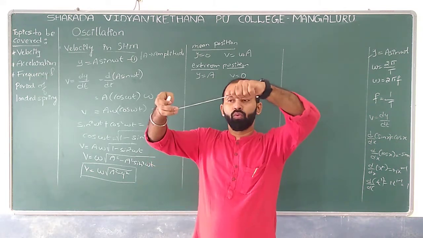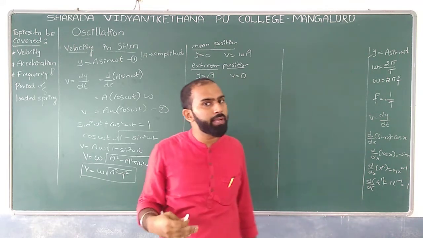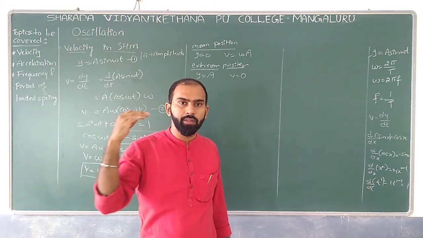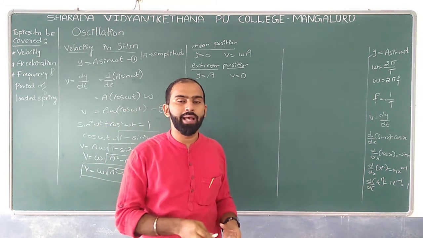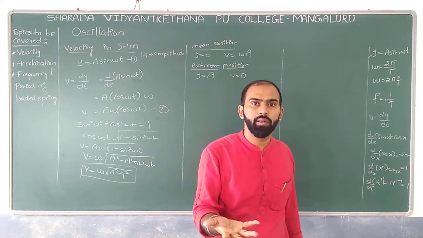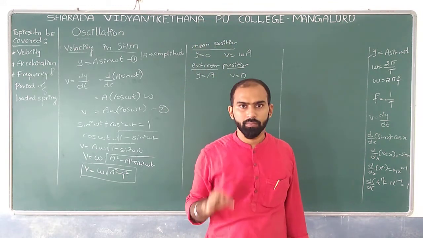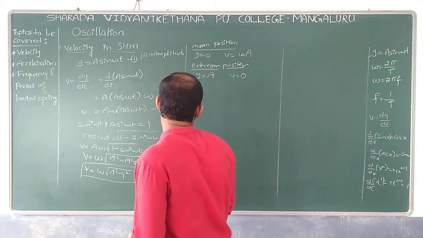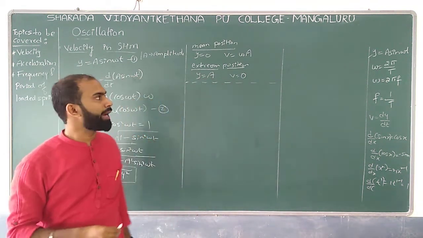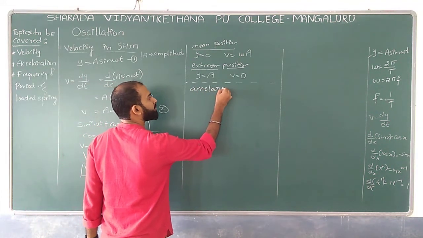So at which particular point can we expect the maximum velocity? When your bob moves through the mean position, it experiences maximum velocity. At the extreme point we can expect there is no velocity at all. It's as simple as when an object moves upward, when it reaches its maximum height, there won't be any velocity. Got it? Well, this is one point we can expect. By having this idea, we'll try to find the acceleration.